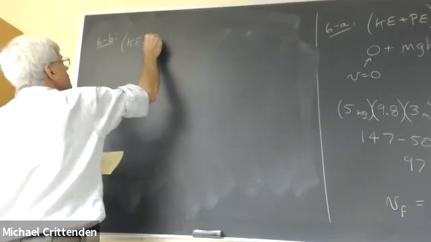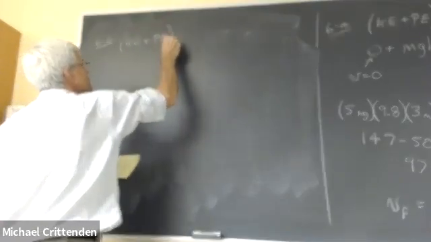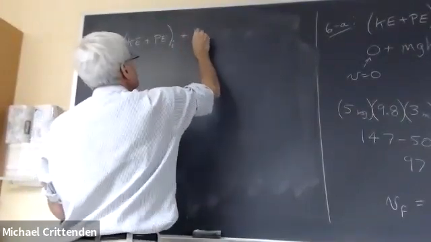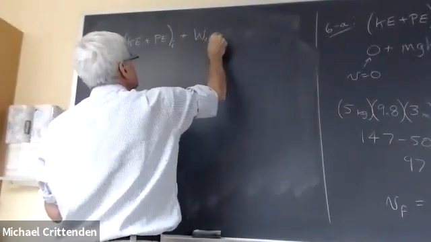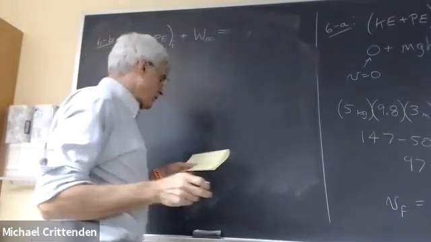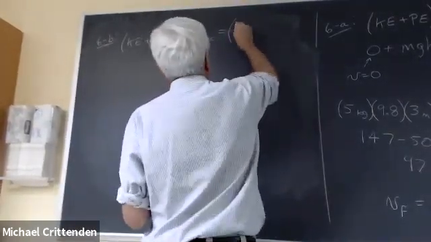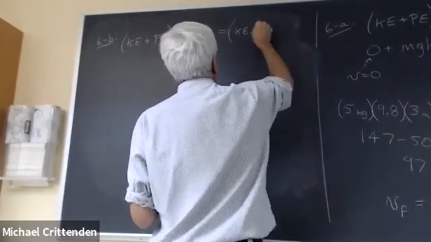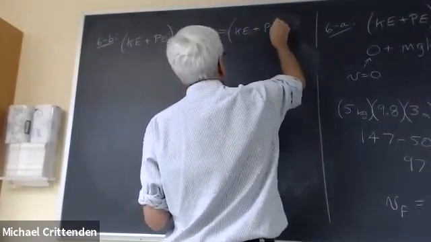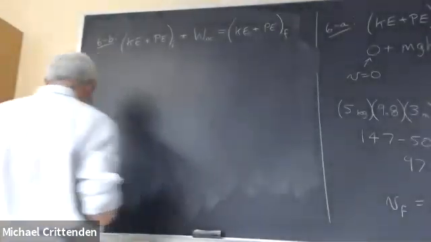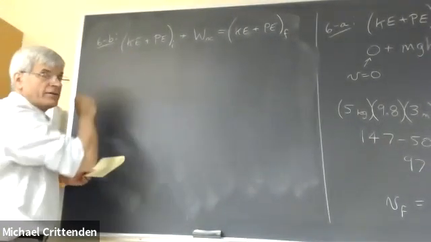Kinetic energy plus potential energy initial plus work done by forces other than gravity equals kinetic plus potential final. Kinetic energy is 1/2 mv squared.